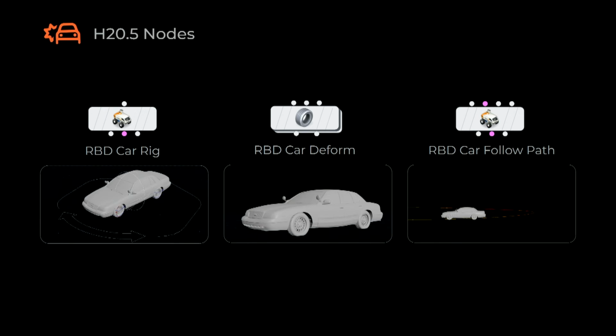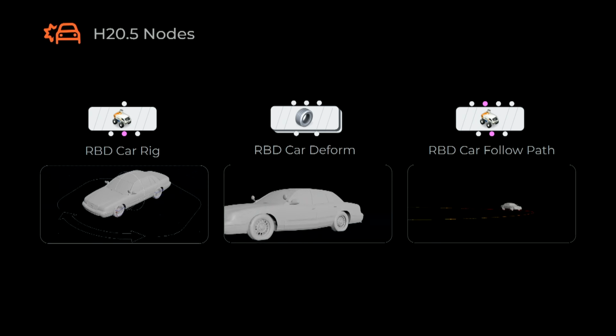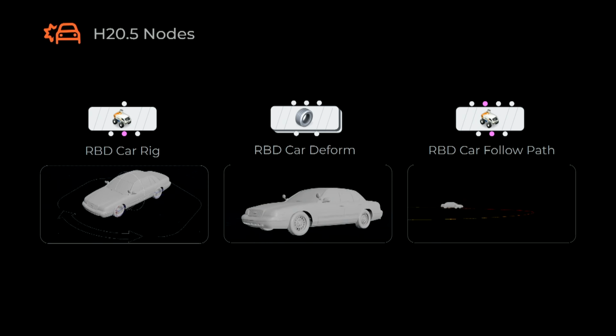Moving on. So the Houdini 20.5 destruction workflow. In 20.5, we had 3 major nodes, which were the RBD car rig, the RBD car deform, and the RBD car follow path. So as the name literally suggests, you could rig a car, you can deform your tires and suspensions using the car deform, and you can basically animate a car. If you don't want to simulate it, you can animate a car along a path, which is also going to look physically real. And then with all these driving setups that we have, the question is, how can we crash it, right?